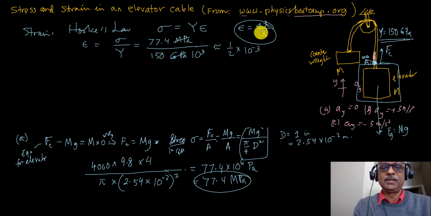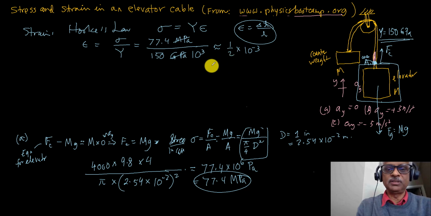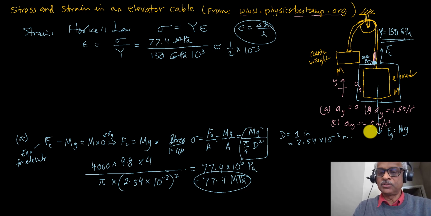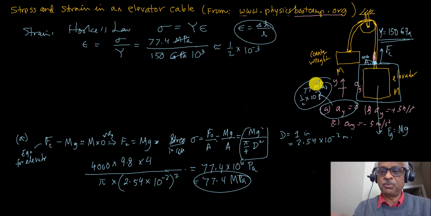Okay, so you can calculate this out using a calculator. That solves the problem for A. The answer for A is about 77 megapascal and about half times 10 to the minus 3. So these are the two answers for part A. How about part B? How do you do that? That's part B and C.